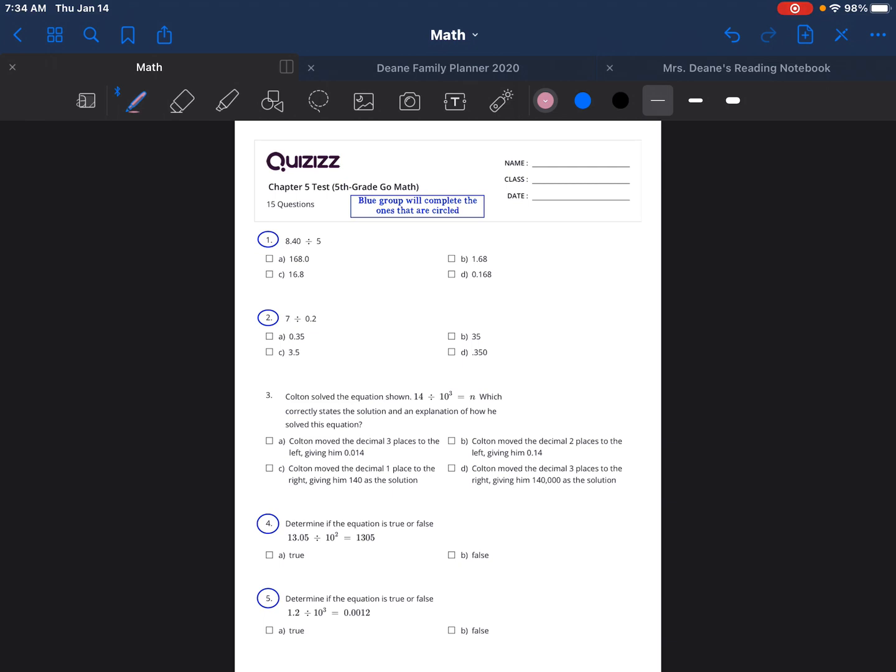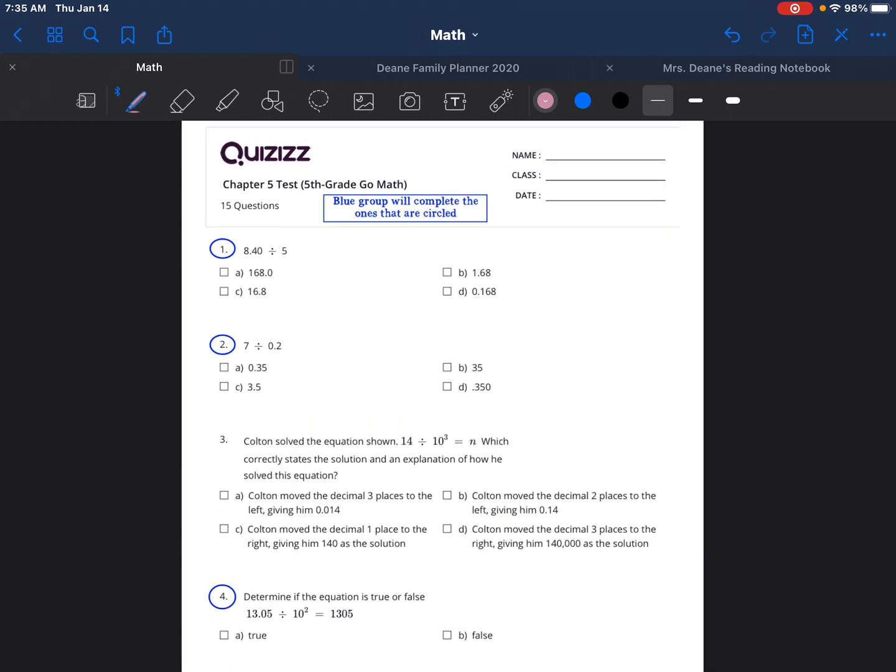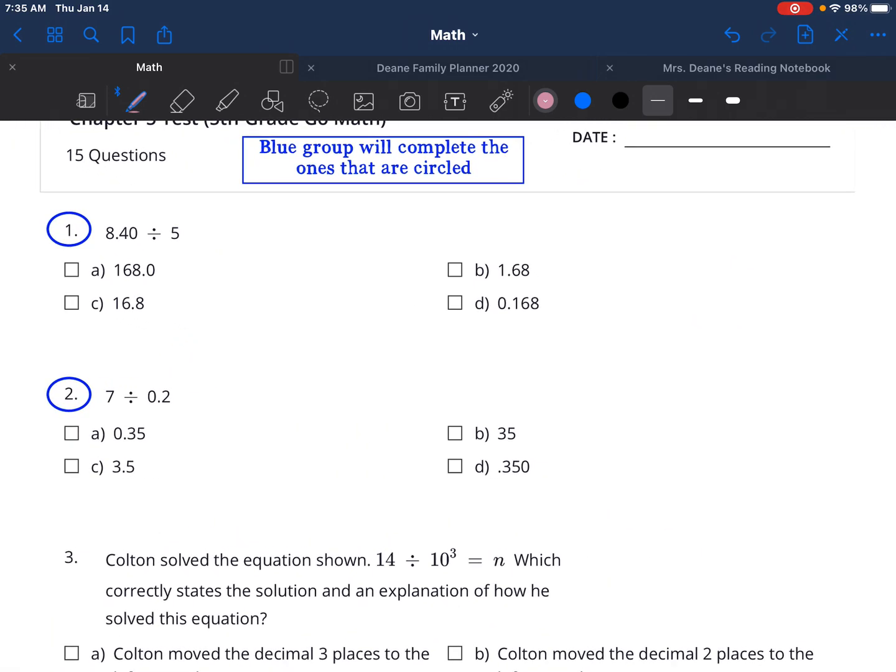For number 1 and number 2, you're just going ahead and dividing, so pretty simple there. Remember though, when they're written like this, when you put it into the bracket, the first number that you see, which is 8.40, is always on the inside, and the second number is on the outside. Okay, so remember the first number is the dividend, the second number is the divisor.